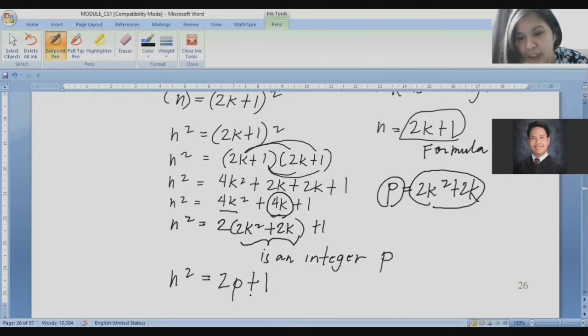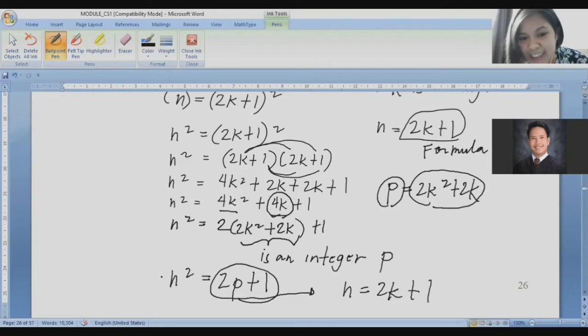So, now, we go back to the format of the definition of an odd integer, where an odd integer is equal to 2k plus 1. So, it means that n squared is also an odd integer, because it is equal to 2P plus 1. The k is just a different letter; we just used P. Do you follow?